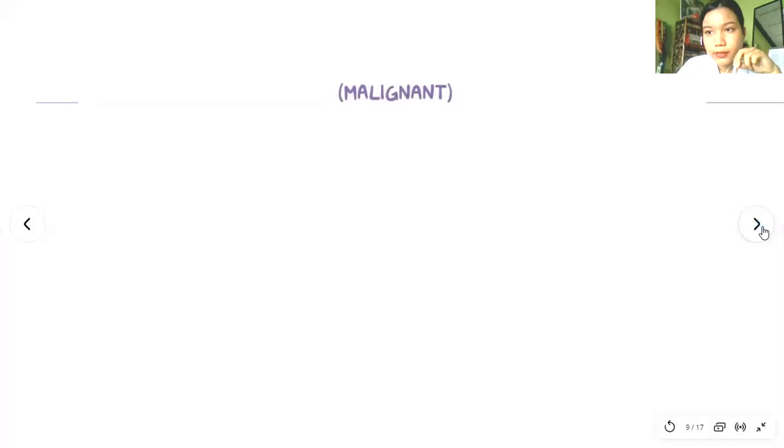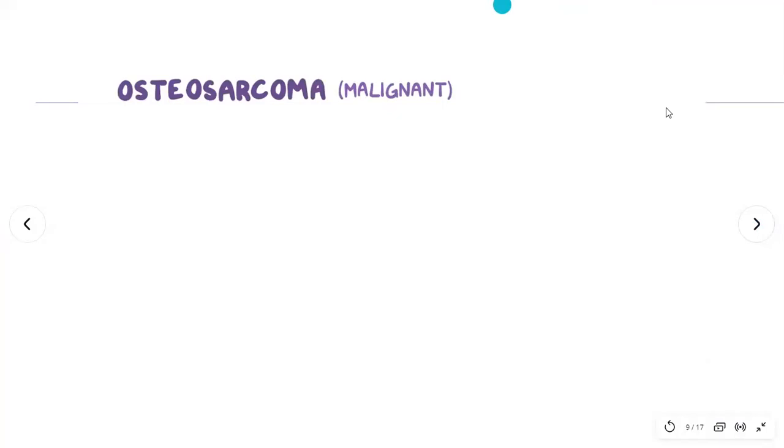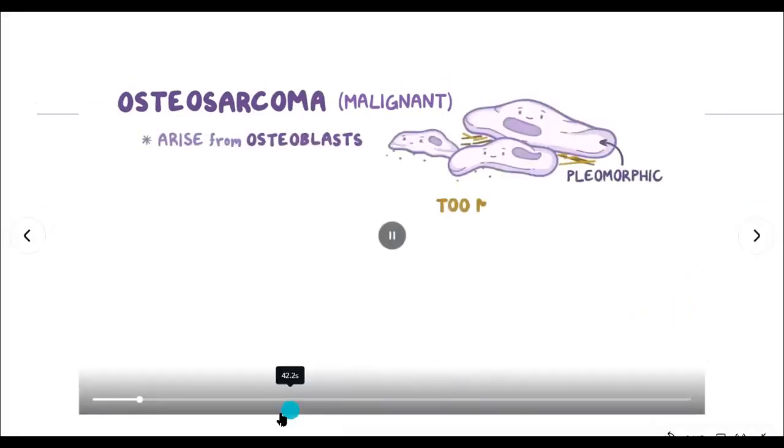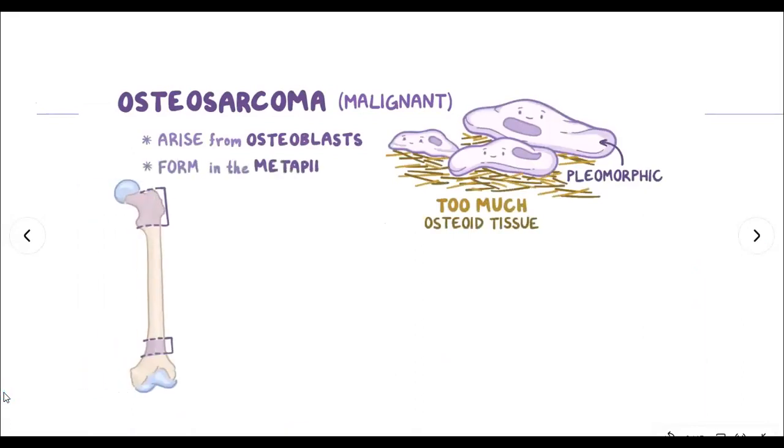Among malignant tumors, the most common one is osteosarcoma. Osteosarcomas arise from osteoblasts of different sizes, called pleomorphic, and these cells produce too much osteoid tissue. Osteosarcomas often form in the metaphysis, where there's a lot of cell division occurring. They most commonly affect adolescents.